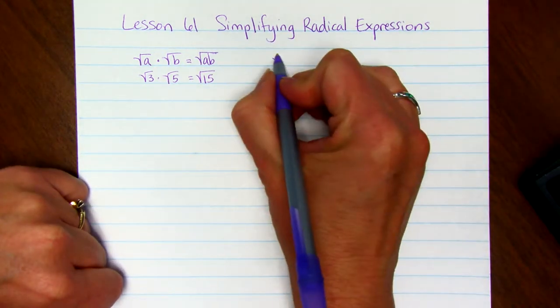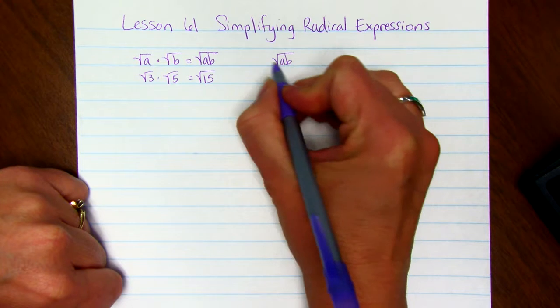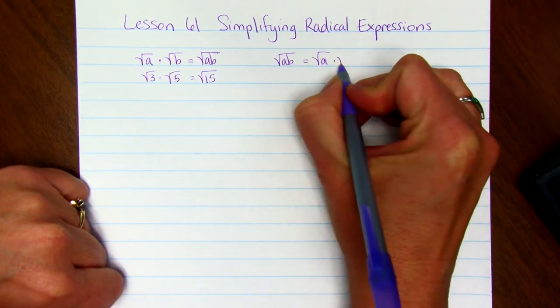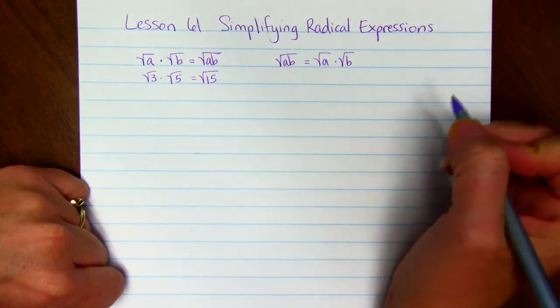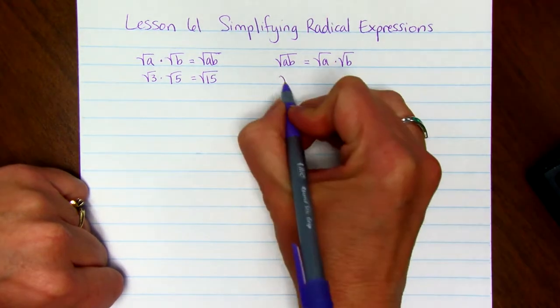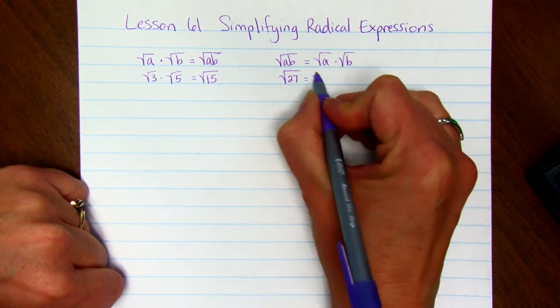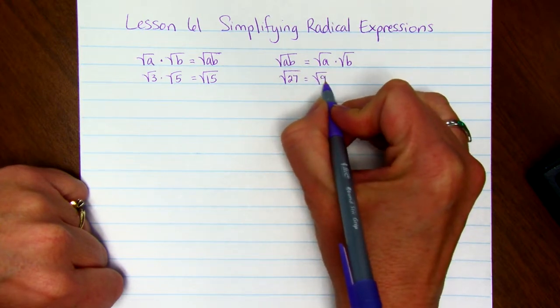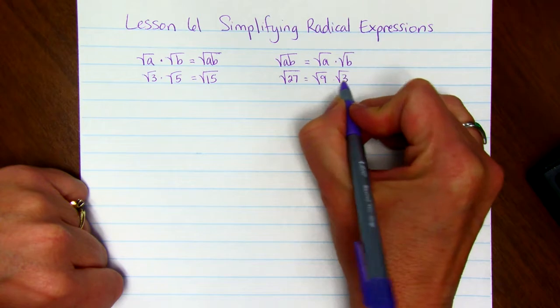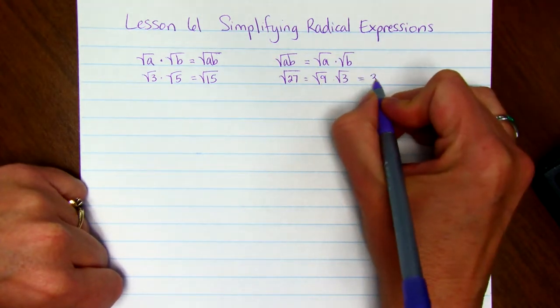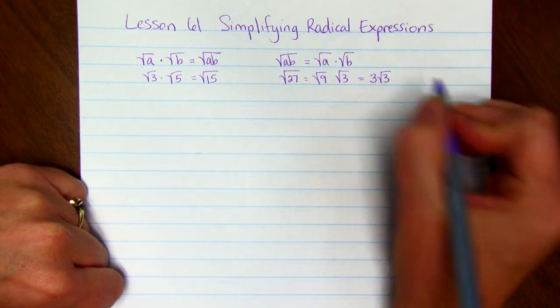And we can also separate the two. If we have the square root of a product, we can take the square root of each of its factors. So here's an example. If we had the square root of 27, we can think of a perfect square, which is 9, times the square root of 3. And we know that the square root of 9 is 3, so it's just equal to 3 times the square root of 3.